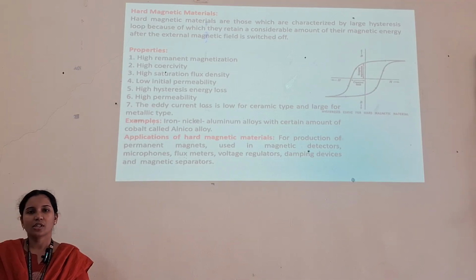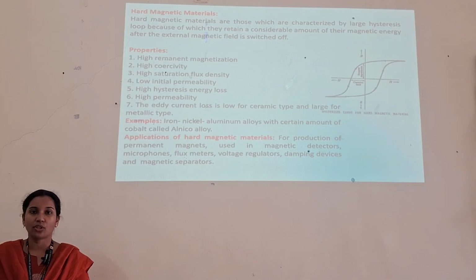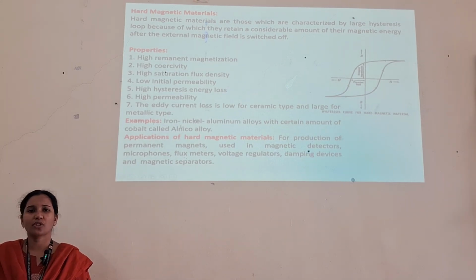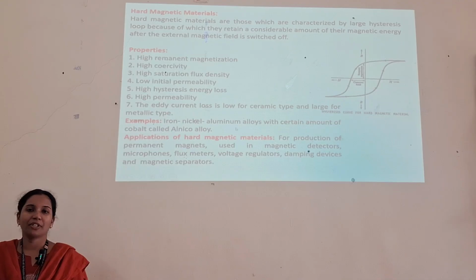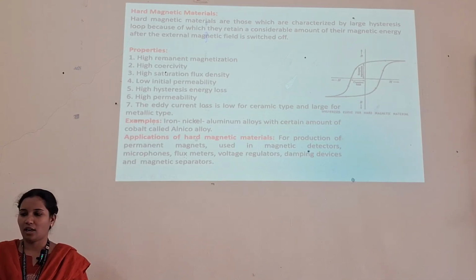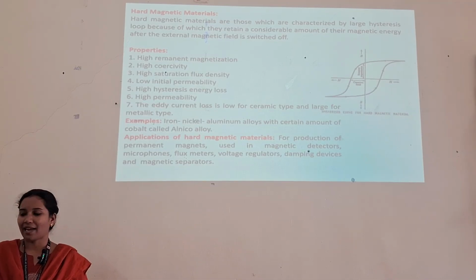So the properties of the hard magnetic materials are high remnant magnetization, high coercivity, high saturation flux density, low initial permeability, high hysteresis energy loss, high permeability. Examples are iron, nickel and aluminum alloys with a certain amount of cobalt, called alnico alloy. The applications of the hard magnetic materials include permanent magnets, magnetic detectors, microphones, flux meters, voltage regulators, damping devices and magnetic separators.